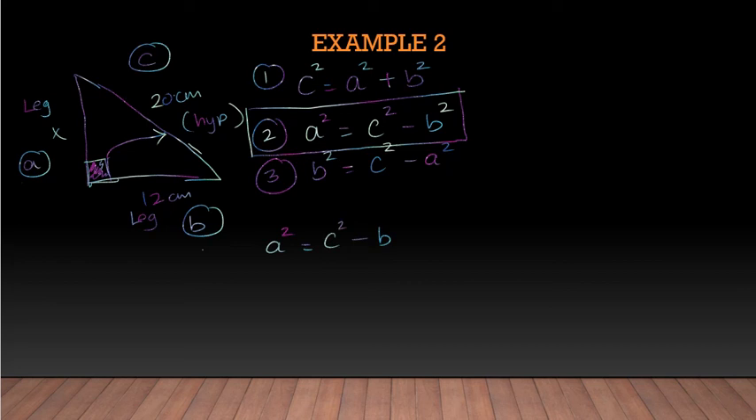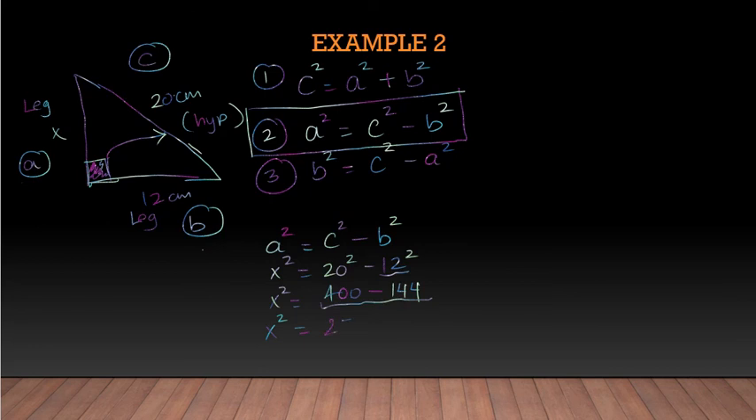So it will be A squared equals C squared minus B squared. What's my A? x squared equals C squared, which is 20 to the power 2, minus B, which is 12 to the power 2. So x squared equals 20 to the power 2. 20 times 20 is 400. Common mistakes I've seen, students say 20 times 2. It's not 20 times 2, it's 20 times 20, which is 400. Minus 12 to the power 2, it's 144. So here x squared equals 400 minus 144.